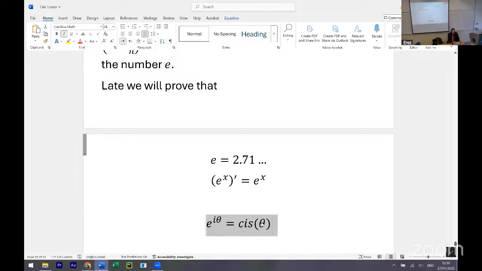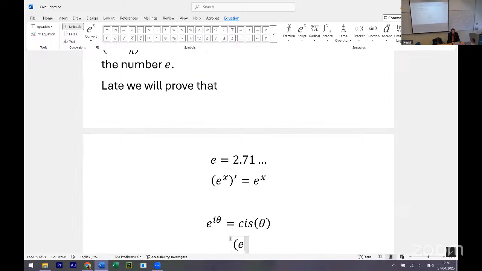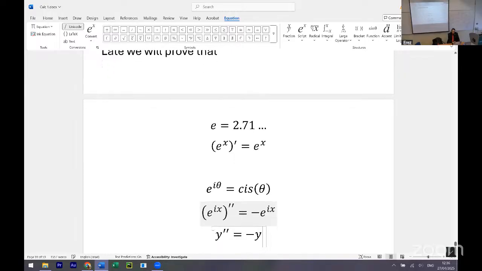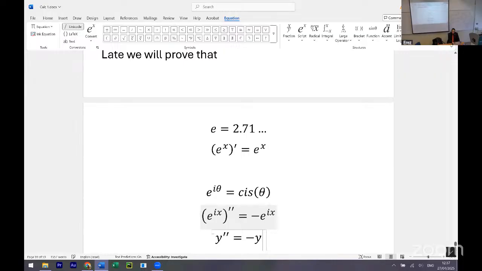I can show you in 2 seconds, and I will delete it. e to the i pi derived twice. What is this? Minus, yeah, it's minus e to the i pi to the ix, I mean, right? Because i squared is minus 1. What kind of function, when you derive it twice, you get minus the original function? Cosine. Cosine and sine. So that's the basic proof behind this thing.